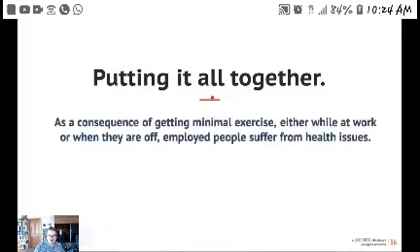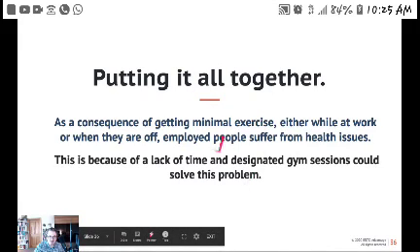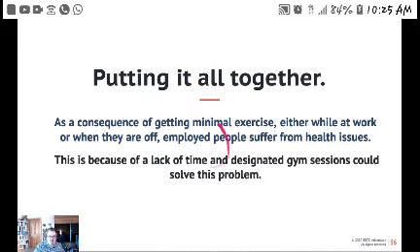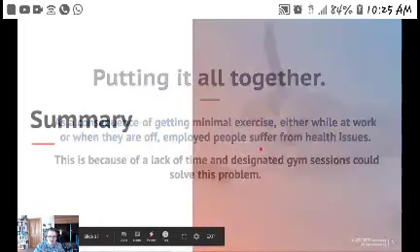So putting it all together, this is their paraphrase and this is their outline. This is because of a lack of time. Answer question 1, and designated gym sessions could solve this problem. Answer question 2. Briefly answer question 1, briefly answer question 2, and that is your introduction. Obviously, they'll all be part of one paragraph, but I just wanted to separate it out to show you this is the paraphrase and this is the outline of both questions.